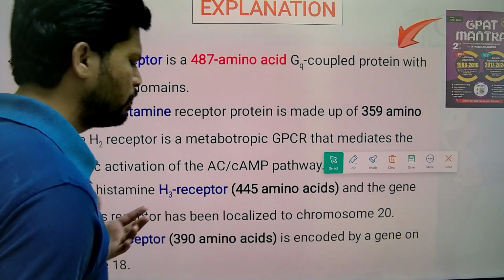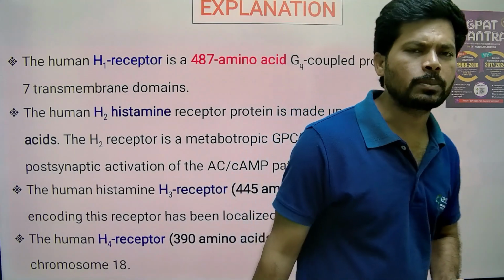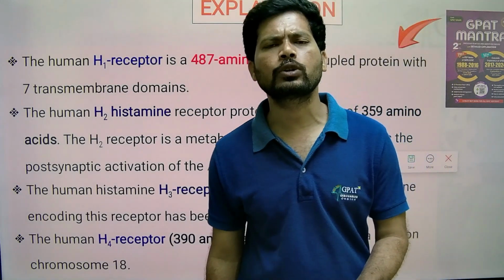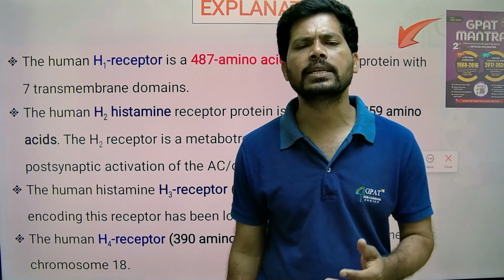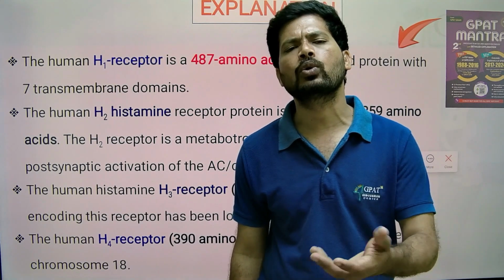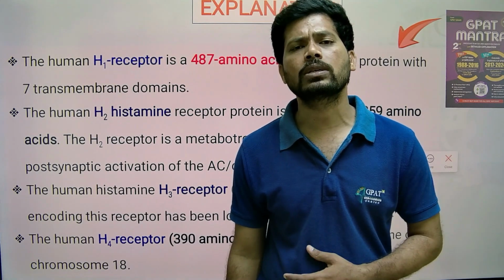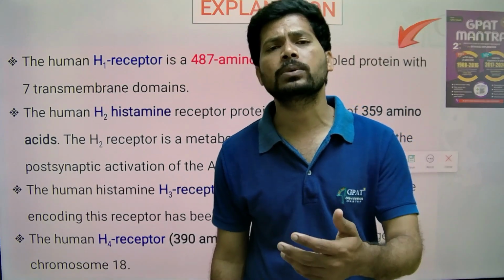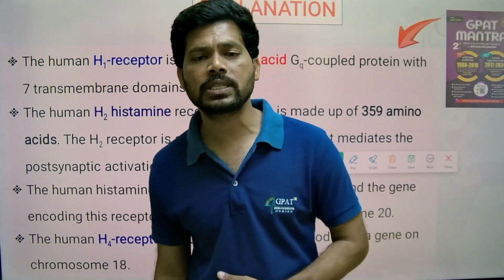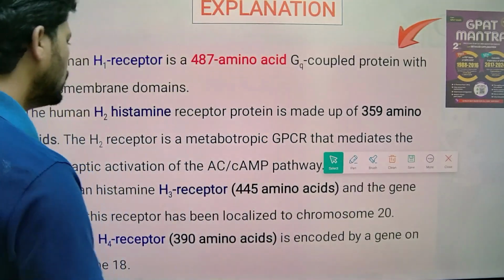There are four types of histamine receptors present in the body, and all belong to the G protein coupled receptors. H1 receptor blockers are used as anti-allergic drugs, for example in the common cold. H2 receptor blockers are used as anti-ulcer drugs like ranitidine. For H3 and H4 receptors, more research is still going on.